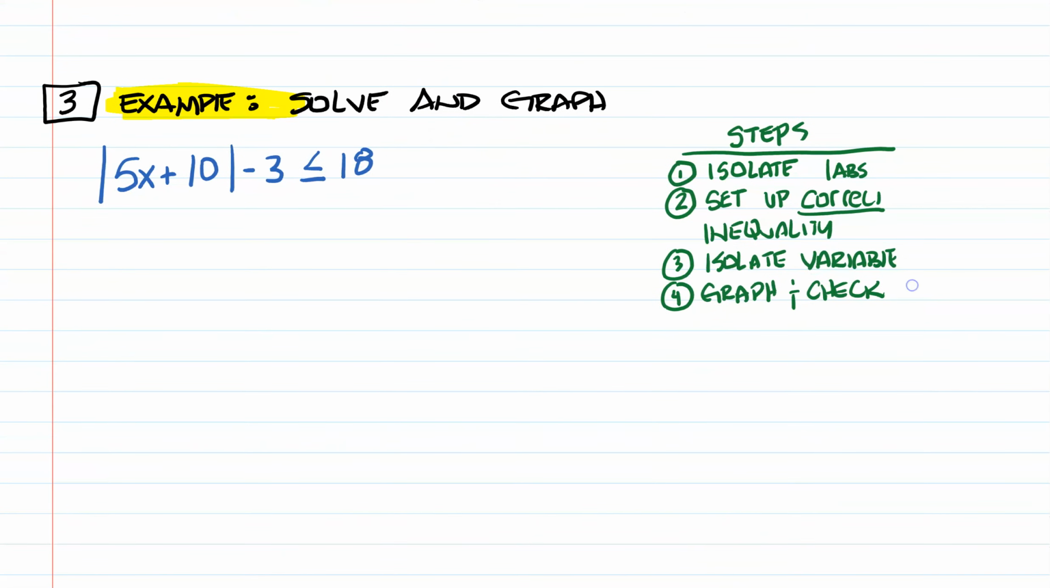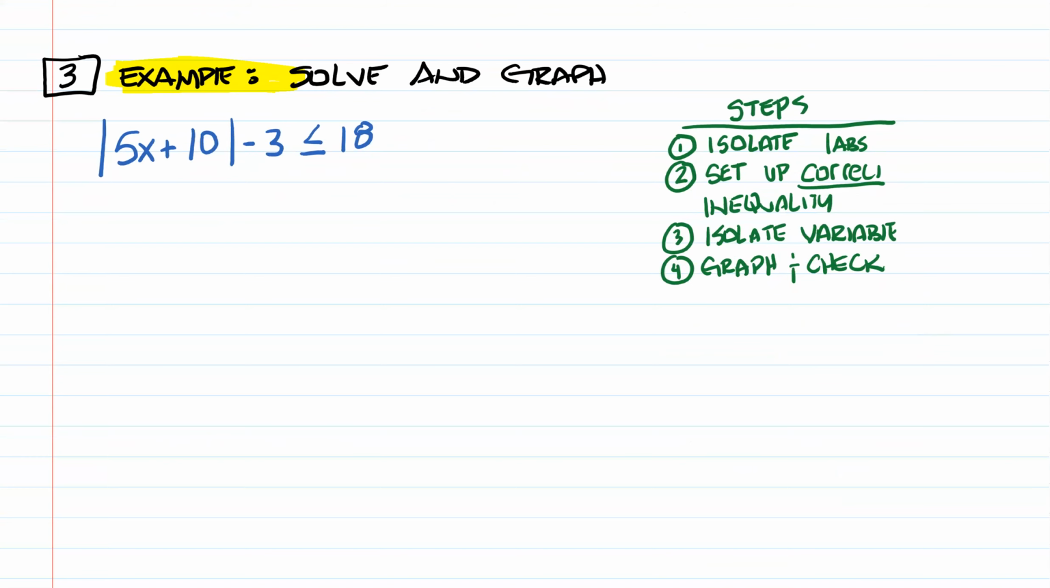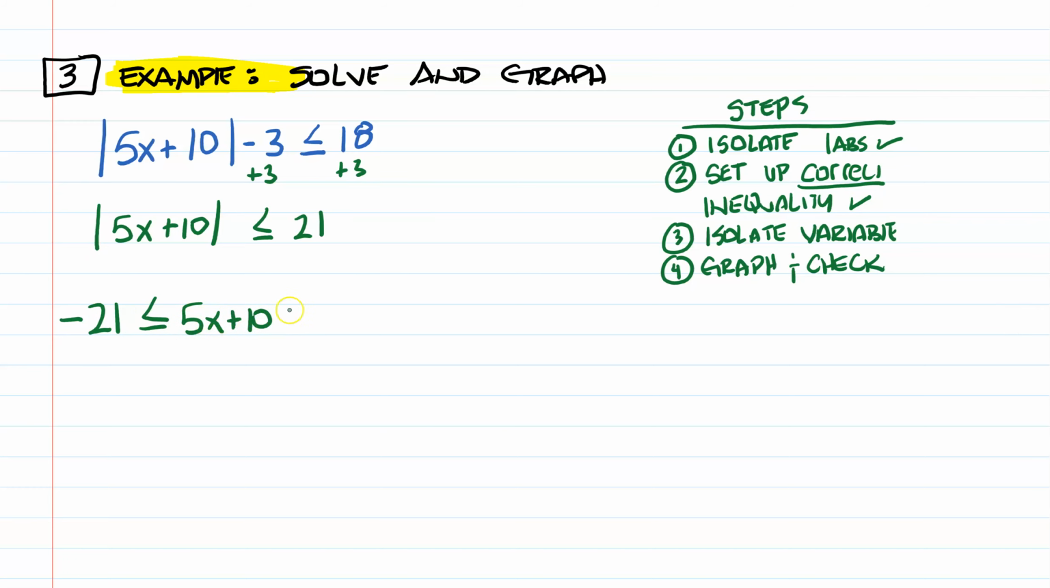Okay, box number 3. Let's solve this one. Again, let's isolate the absolute value first. So the absolute value of 5x plus 10 is now less than or equal to, if I add 3 to both sides, 18, 19, 20, 21. Then I'm going to set up the correct inequality: -21 is less than or equal to 5x plus 10, less than or equal to +21.